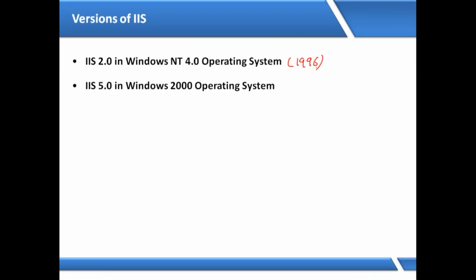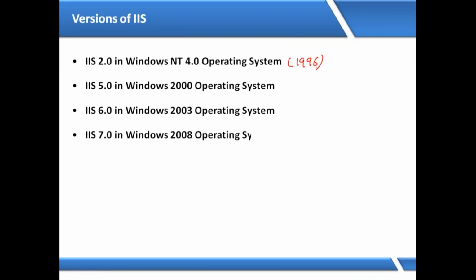Then in 2000 they released IIS 5.0 version for the 2000 server operating system. Then for the 2003 server operating system in 2003 they released IIS 6.0 version. So in 2008, they released IIS 7.0 version for the 2008 server operating system. So in 2012, they released IIS 8.0 version for the Windows 2012 server operating system.